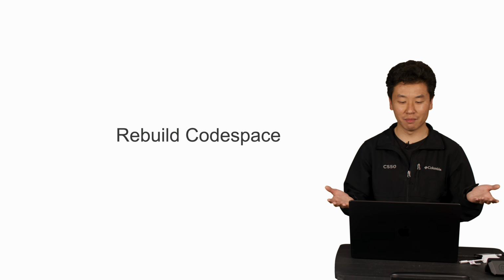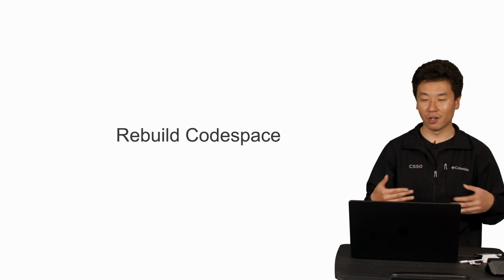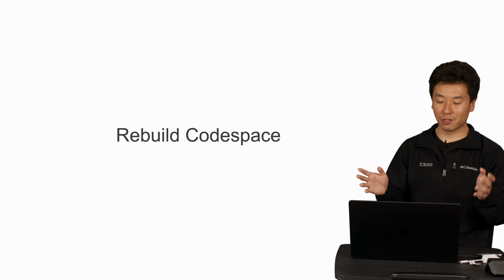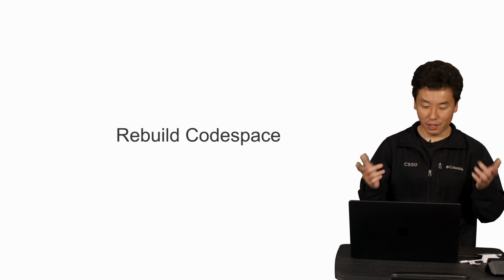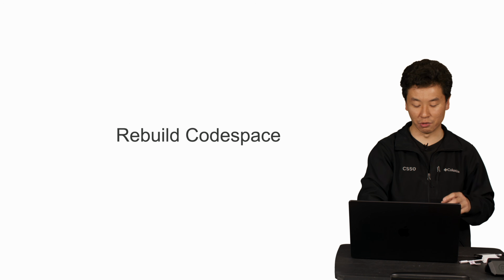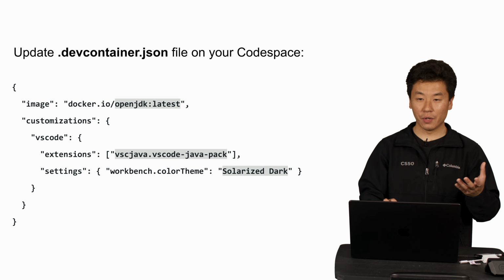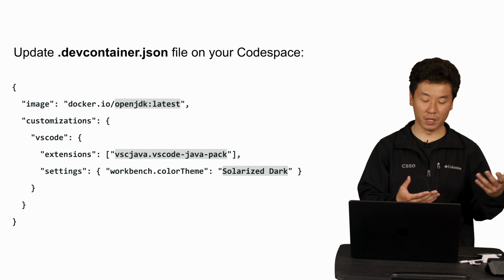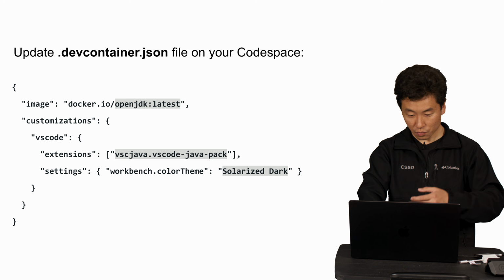Now, you might wonder, okay, this is kind of inconvenient. Every time you update some config, you need to launch a new code space. Can we do that without actually launching a new code space? In fact, you could. There's a thing called rebuild code space as a way to update your code space. Let's say we don't want to use the Python image anymore. We want to switch to Java because I have a Java course to teach.